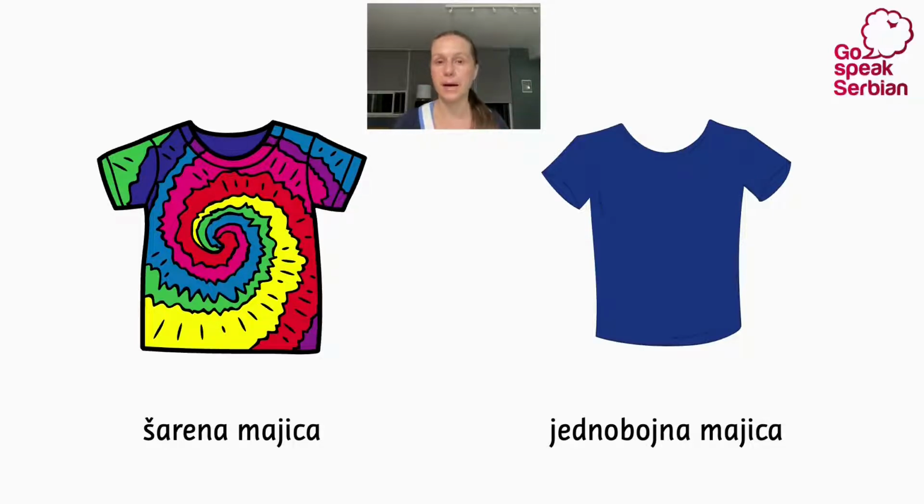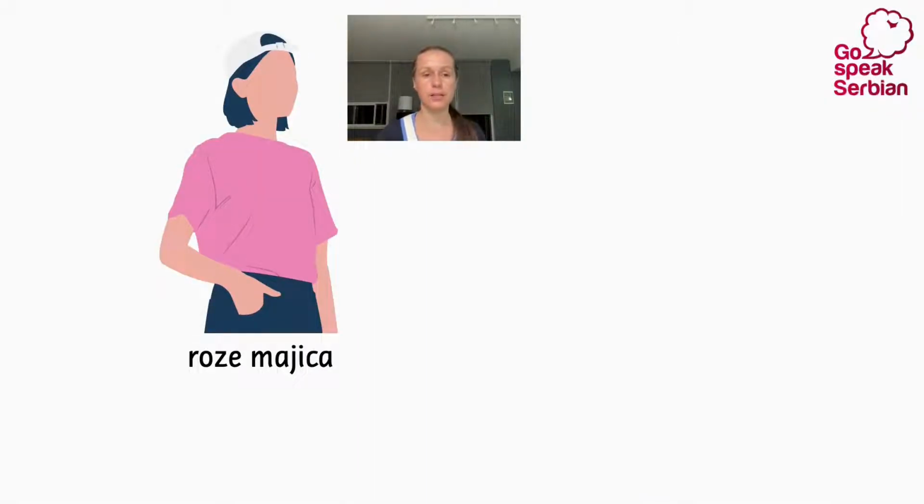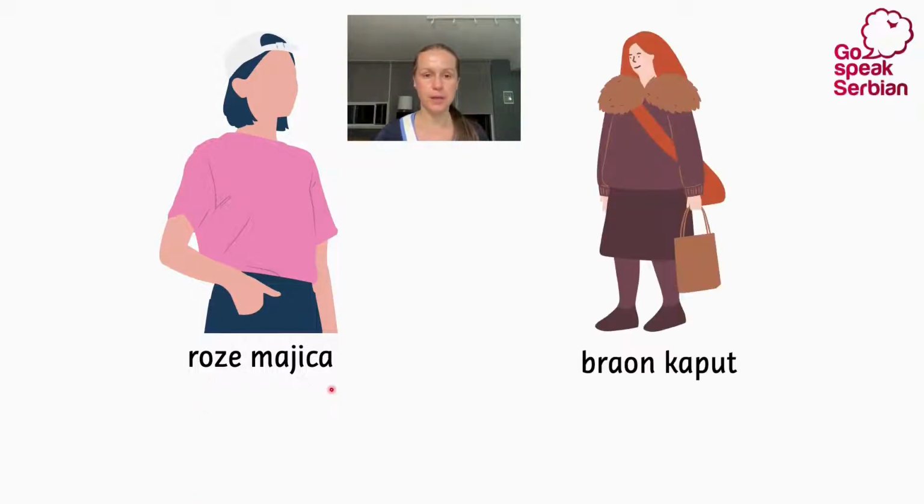Jednobojna majica is a t-shirt with one color only. Remember how I told you that there are some colors which do not change endings depending on the case or number or gender. And one such color is rose, pink. Rose majica, pink shirt. Another color we mentioned like that, brown, brown kaput, brown coat.